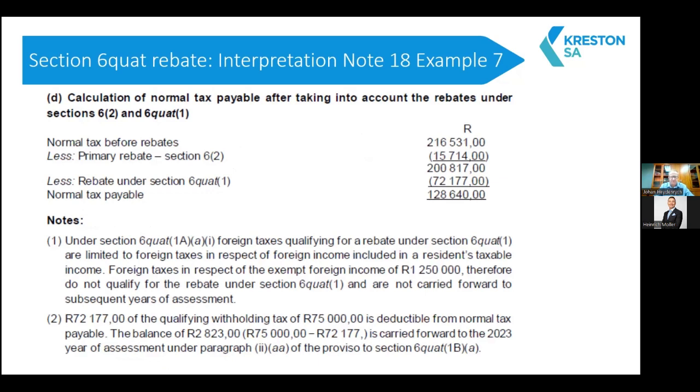Foreign taxes in respect of the exempt foreign income of 1.25 million Rand therefore do not qualify for the rebate and are not carried forward to subsequent years of assessment. So of the 450, you only get bang for your buck for the 75,000 Rand, the rest you're forfeiting. The 72,100 of the qualifying withholding tax is deductible, and the balance of 2,823 is carried forward to the following year.